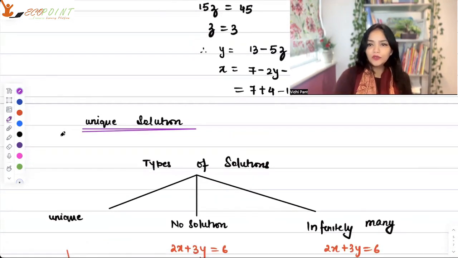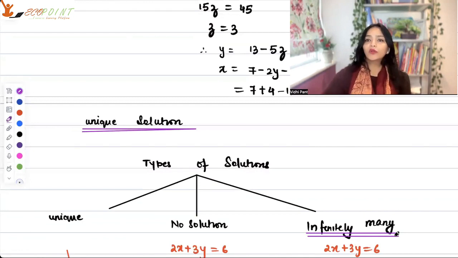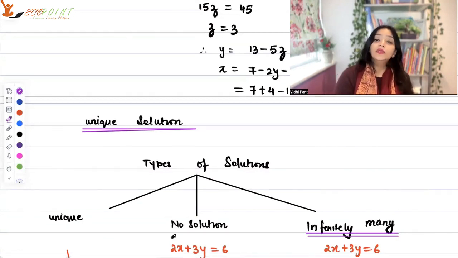So what kind of solutions can we have? We can have a unique solution. We can have multiple solutions. Multiple solutions, we call it infinitely many solutions, because when you have multiple solutions, that generally moves on to infinity. You can have a situation where you get some kind of inconsistency. Inconsistency would lead to no solution.